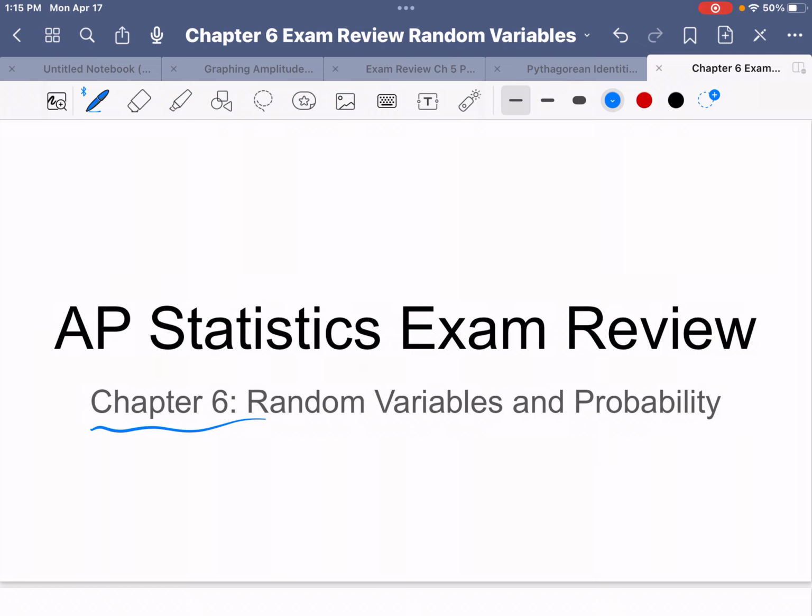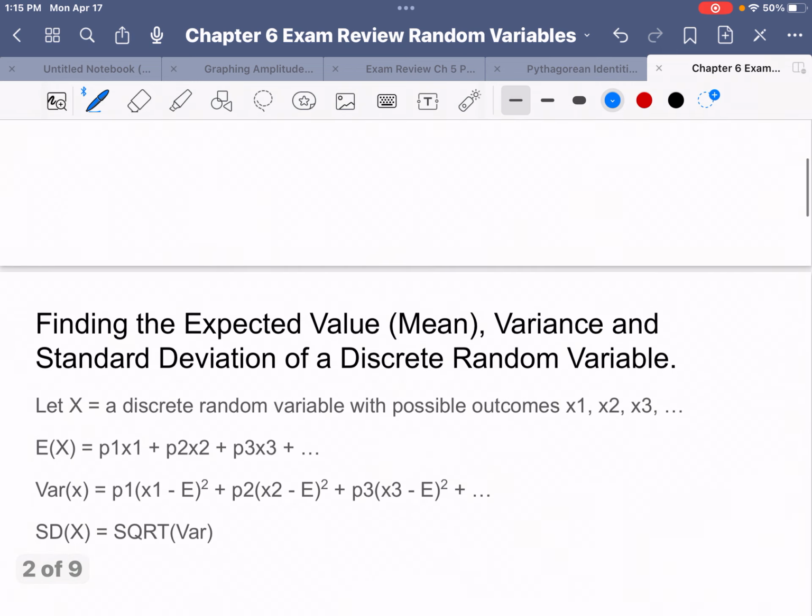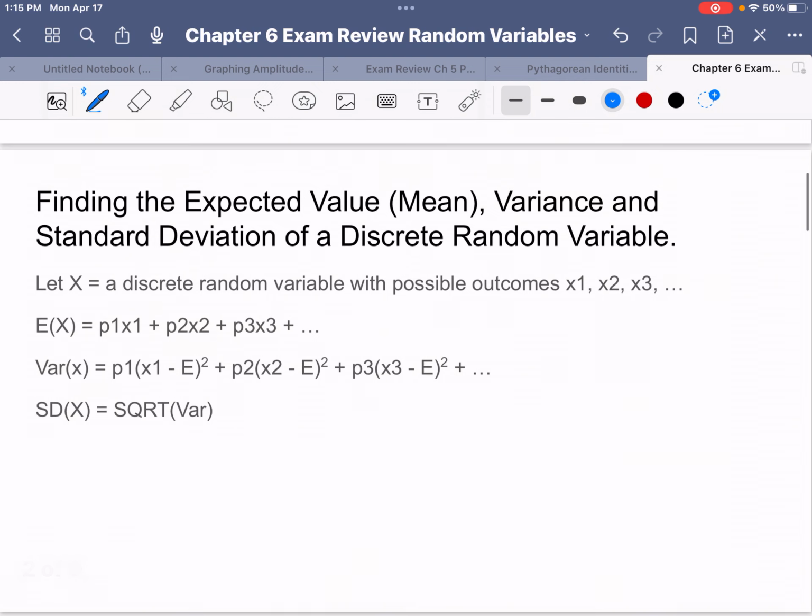In a multiple choice question, just grab your calculator and use the formulas I show you. But if it's a free response question, we'll talk in more detail about what all you should write if it's about a random variable. First of all, in Chapter 6, you learned how to calculate the mean, variance, and standard deviation of a random variable.